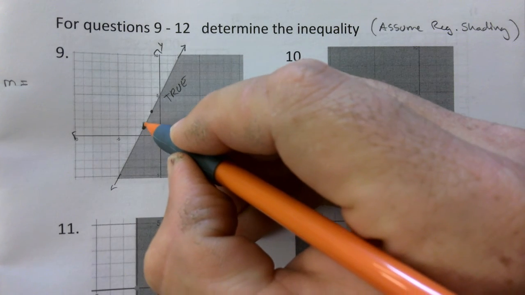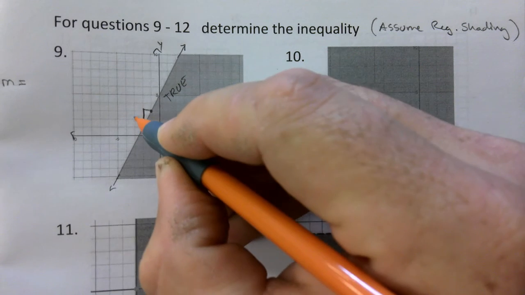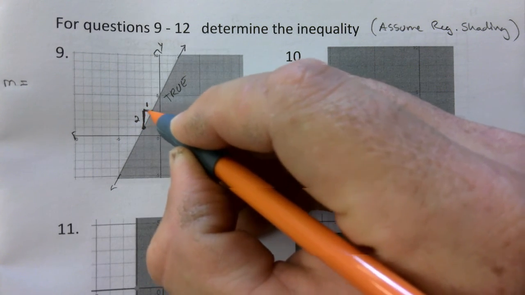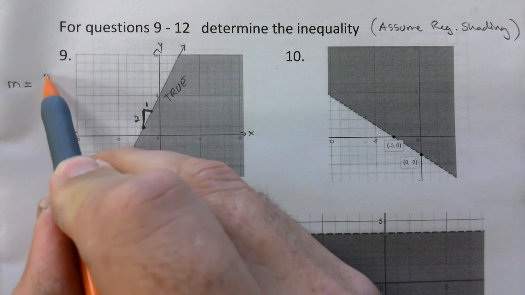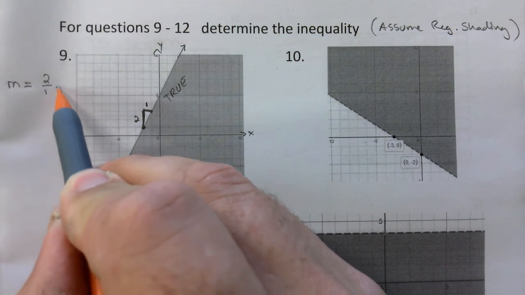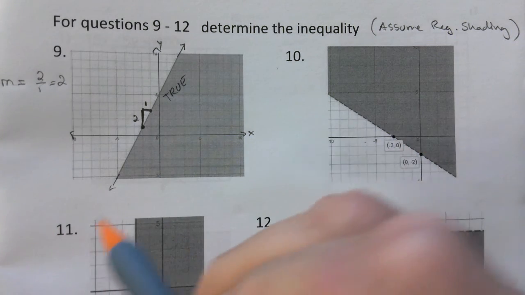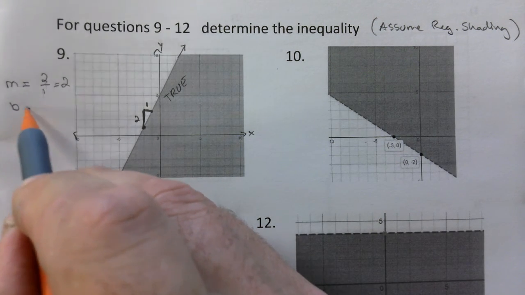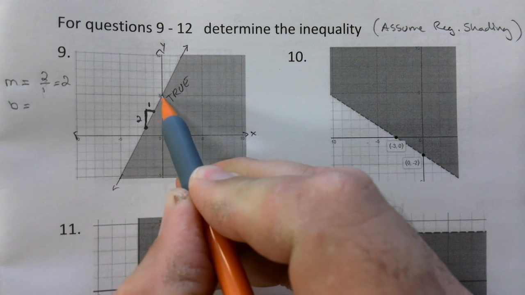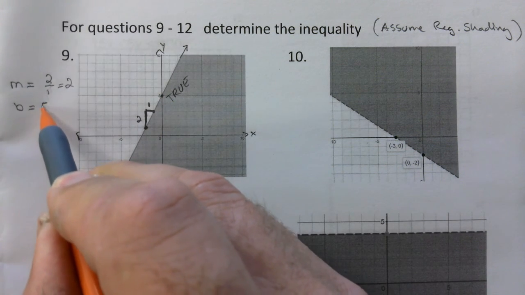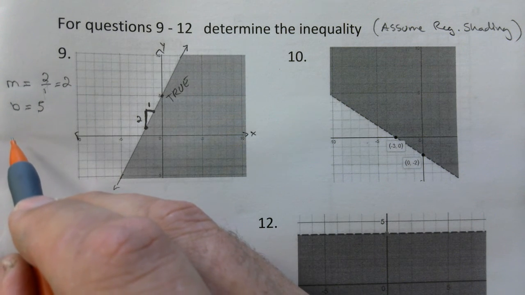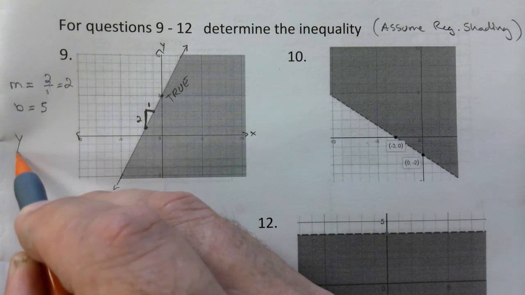But it is 2 up, 1 over, right? So it's 2, 1. Rise is 2, run is 1. So it's 2 over 1, which is just 2. Sometimes we like to keep it like that when we're trying to graph, right? It's 2, 1, 2, 1. My y-intercept is 0, 5, so it's just 5. And you can skip some of the steps. I'm just making you think a little bit, right?